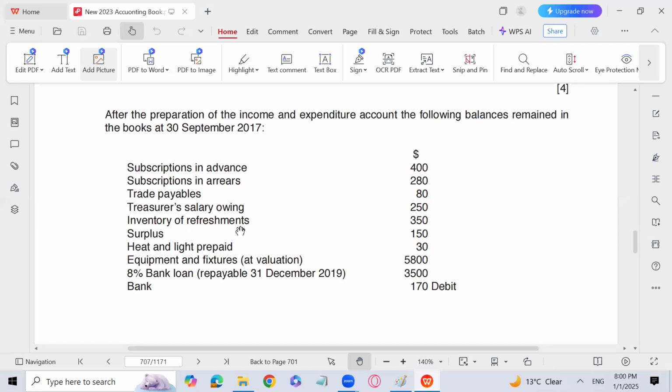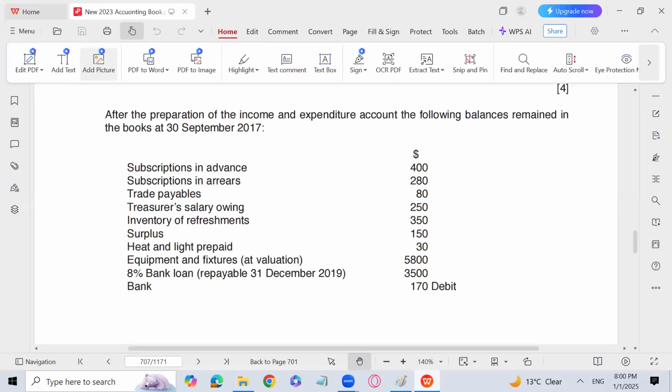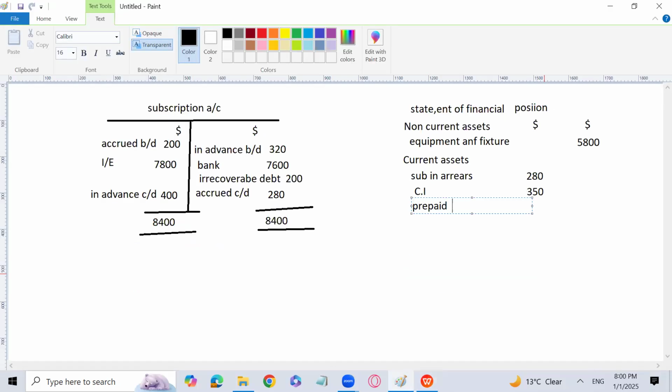Then inventory of refreshment is given. That is also your current asset. So I will write this 350. Inventory of refreshment. Let me write. I can write closing inventory also. 350, 350. Then I will write prepaid. That is going to be heat and light prepaid. That is 30.